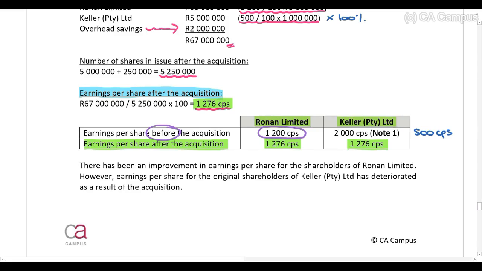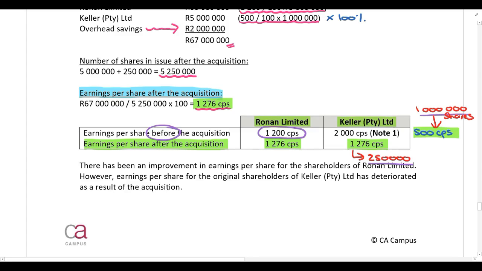Why can't you say that? Because after the acquisition, they have 250,000 shares in Ronin Limited. But before the acquisition, they had 1 million shares in Keller Pty Limited. So you can't make this comparison like that, because then you are not being consistent, because it's based on a different number of shares.